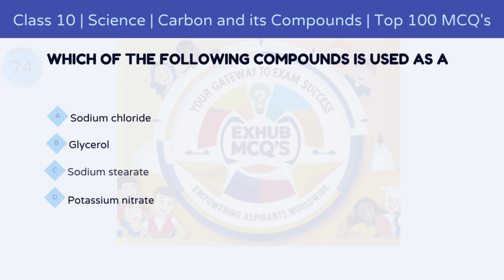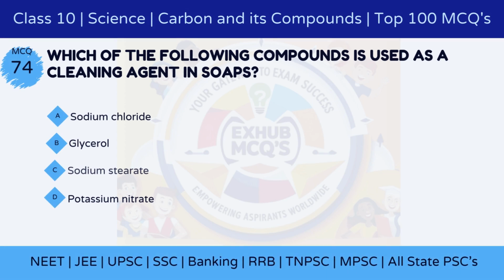MCQ 74. Which of the following compounds is used as a cleaning agent in soaps? Option A, sodium chloride. Option B, glycerol. Option C, sodium stearate. Option D, potassium nitrate.